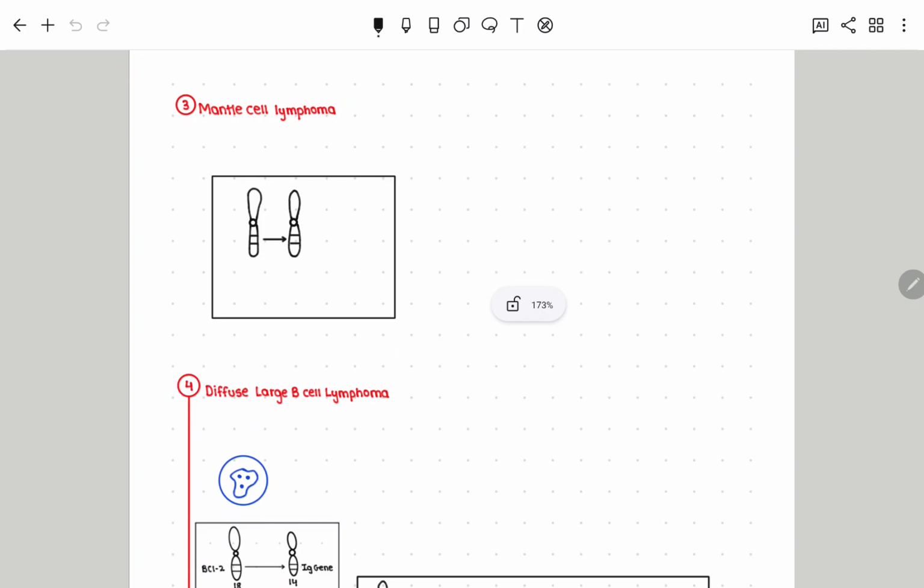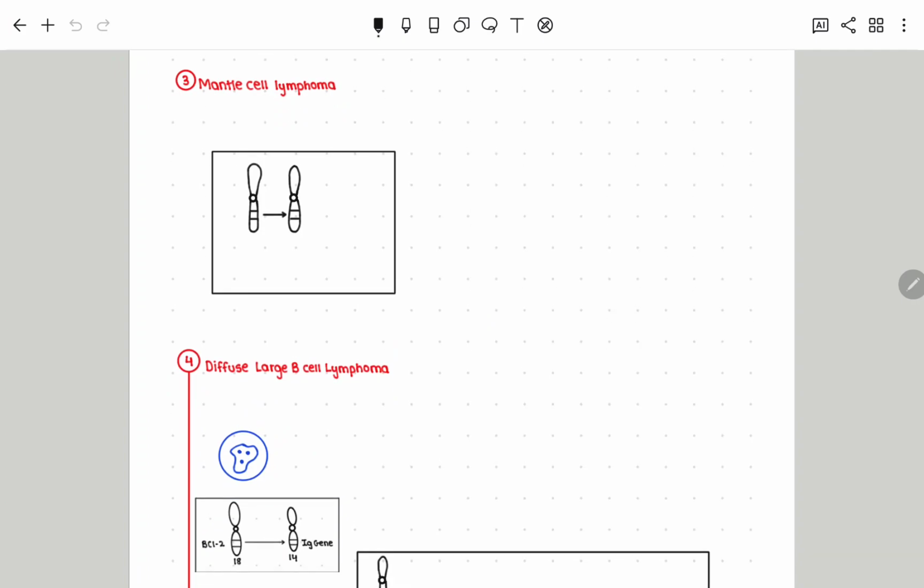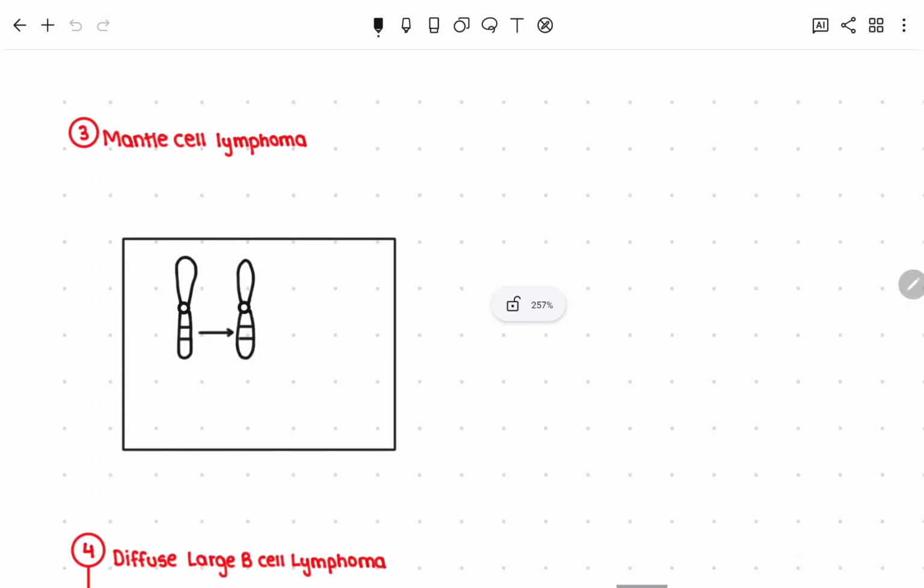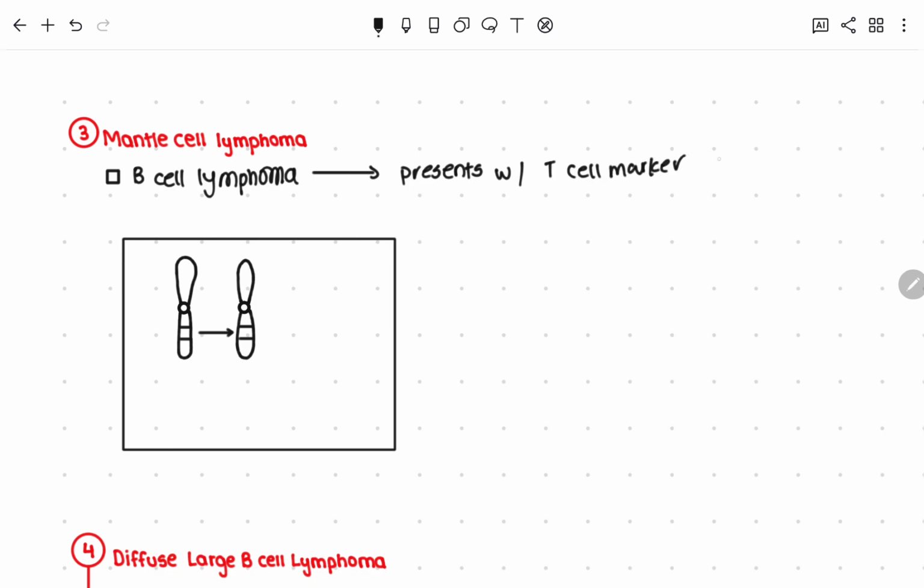Now, coming to mantle cell lymphoma, the third type that we're going to discuss. This is a relatively quick one. This is a B-cell lymphoma, and like we discussed with small lymphocytic lymphoma, these B cells also present with the T cell marker CD5, and so that's something that helps in diagnosis.